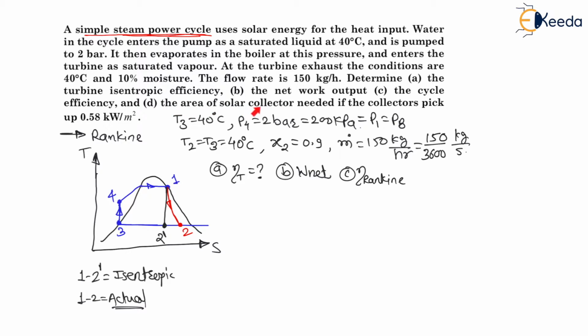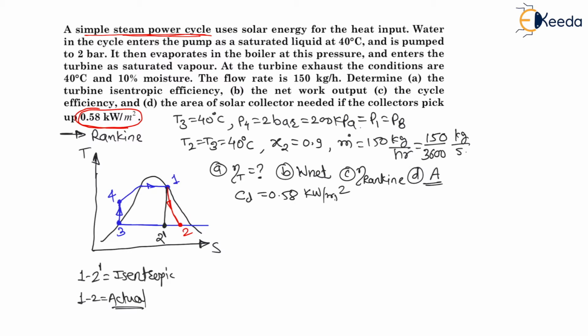Then the area of solar collector needed if the collector picks up 0.58 kilowatt per meter square, right? Now here they are asking whatever may be the solar collector used, what is the area required for this collector so that the collector picks up 0.58 kilowatt per meter square. This value 0.58 kilowatt per meter square is called collector density. While solving question number D, I will explain what is this collector density. Here only I will write: CD, collector density, is nothing but 0.58 kilowatt per meter square. During the solution, we will see what this collector density is. Don't worry about that, right?